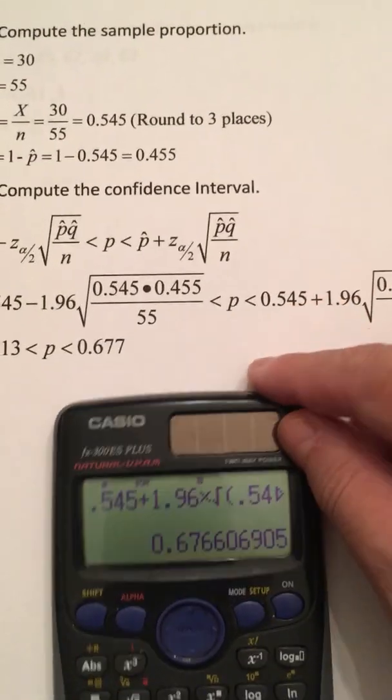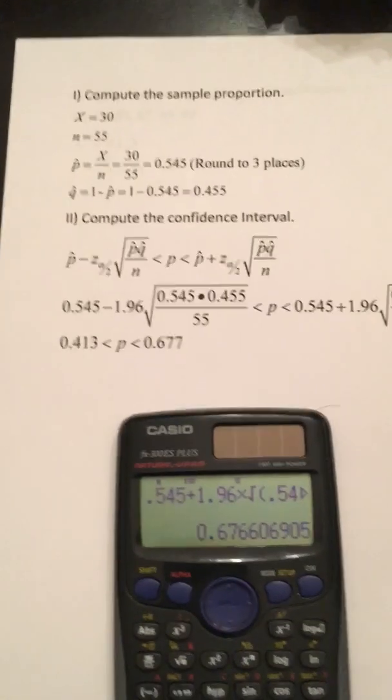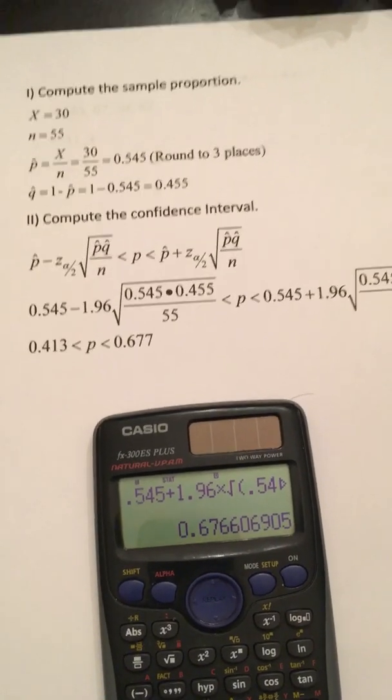You get 0.6. If we round to 3 places, it'll be 0.677. And that's how you compute the confidence interval for a proportion using a Casio.